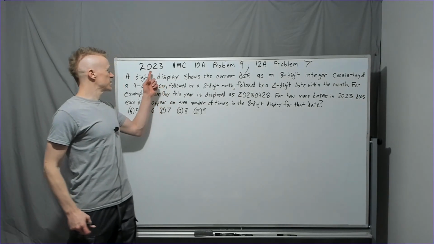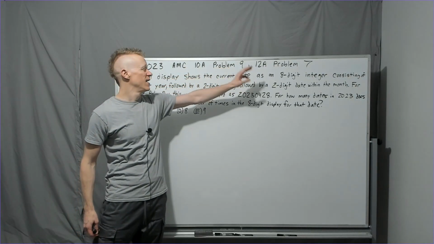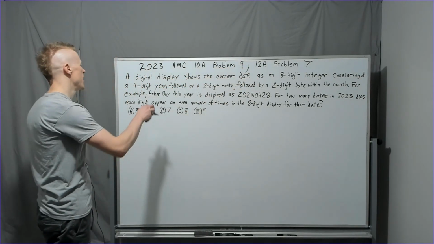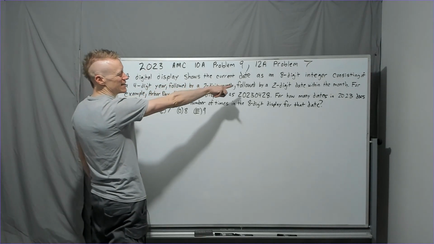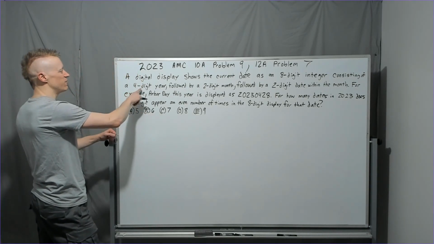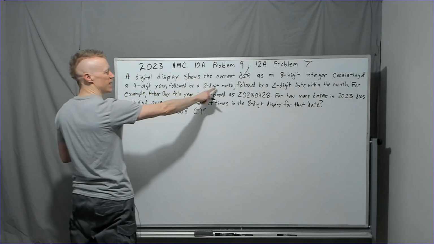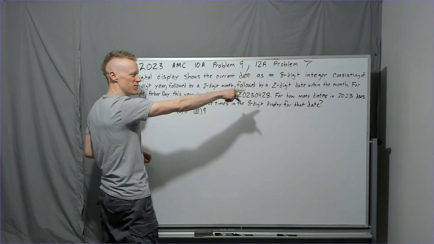Okay, and so for the next problem on the 2023 10A, it's problem number 9. On the 12A, it's problem 7. A digital display shows the current date as an 8-digit integer consisting of a 4-digit year followed by a 2-digit month followed by a 2-digit date within the month.